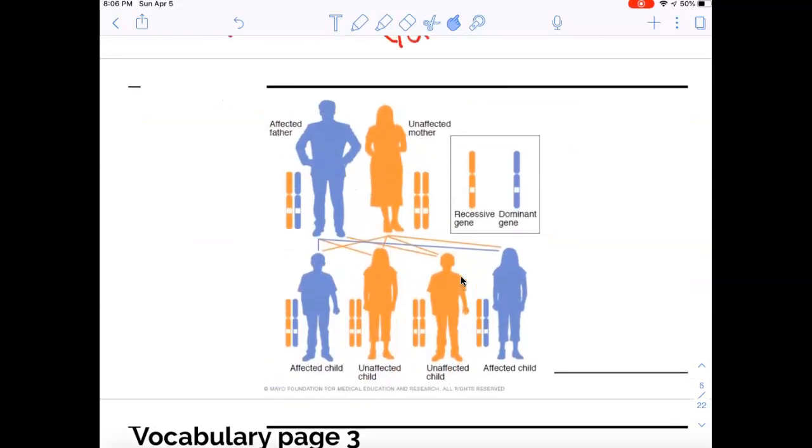So say for example, this is just an example slide. We have mom and dad. Dad has some characteristic, disease, trait, whatever it is, but he has it. That's what affected means. Mom doesn't. So they have kids, and they have 2 affected kids and 2 non-affected kids.